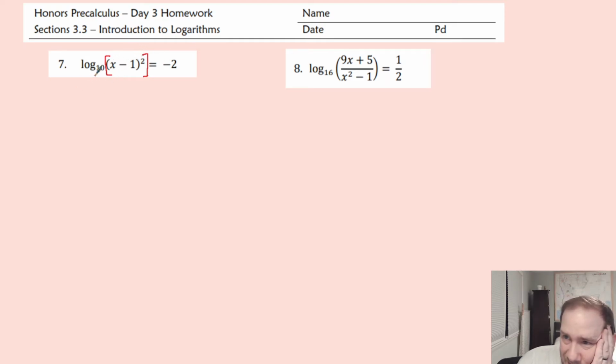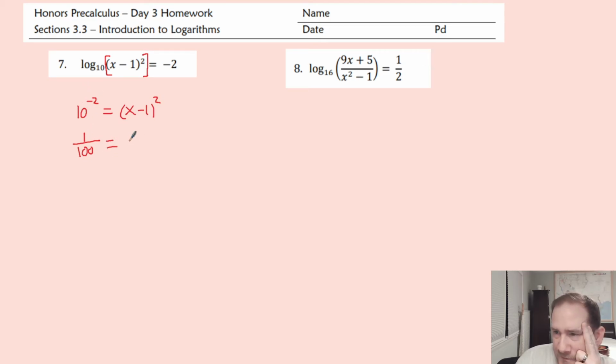So now that said, we can convert to exponential notation. We'll do 10 to the negative 2, and set it equal to the x minus 1 squared. Okay, sure. So this becomes what? 1 over 100, because it's 1 over 10 squared, which is 1 over 100. That equals this. So basically, immediately after squaring this, you're now going to just go ahead and take the square root of this, and it's going to go right back down to 1/10, and it's going to equal x minus 1.